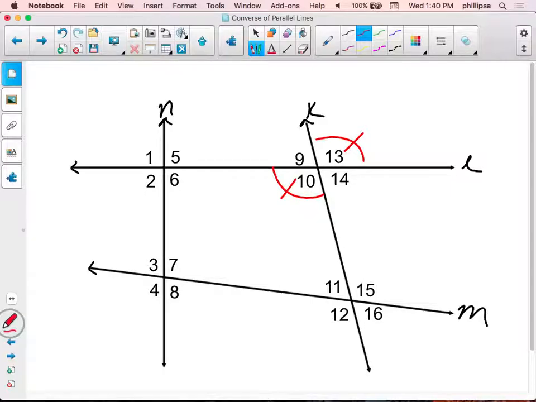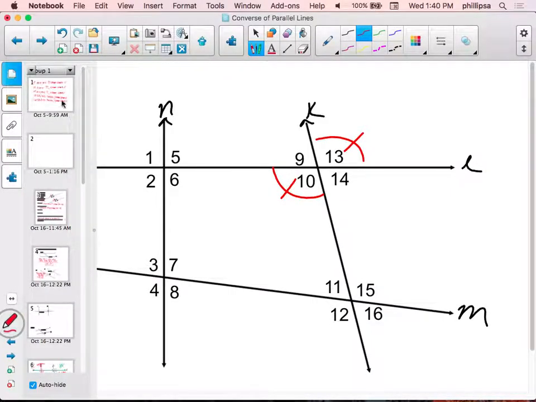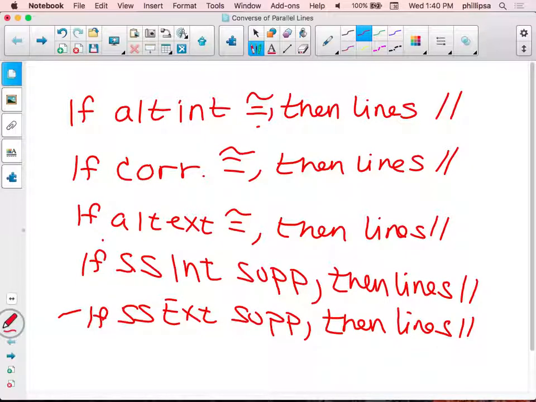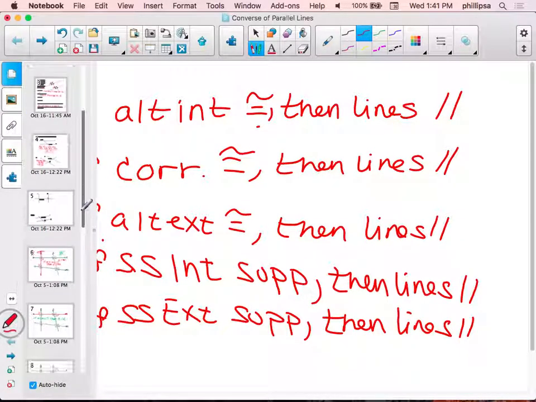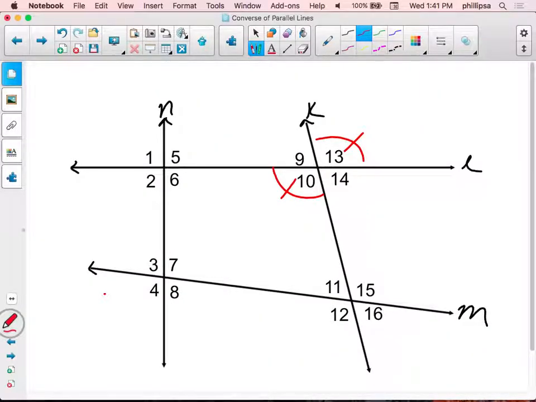What is the angle pair? These are vertical angles. Do vertical angles prove lines are parallel? No. The only relationships that prove lines are parallel are these. Vertical angles do not tell you that lines are parallel. And so you have no parallel lines there. You have no transversal. You have no parallel lines because vertical angles do not prove lines are parallel.